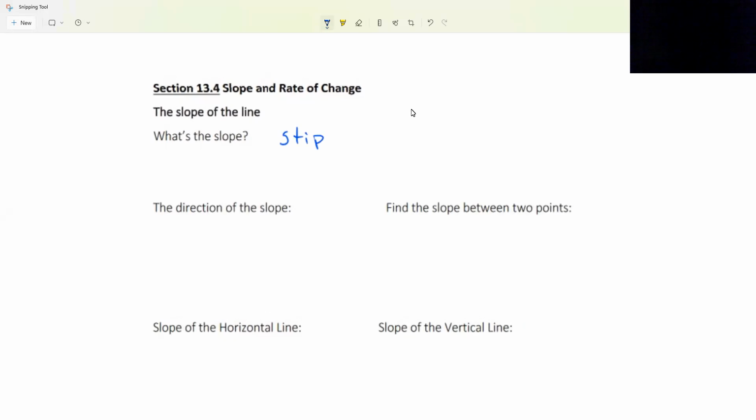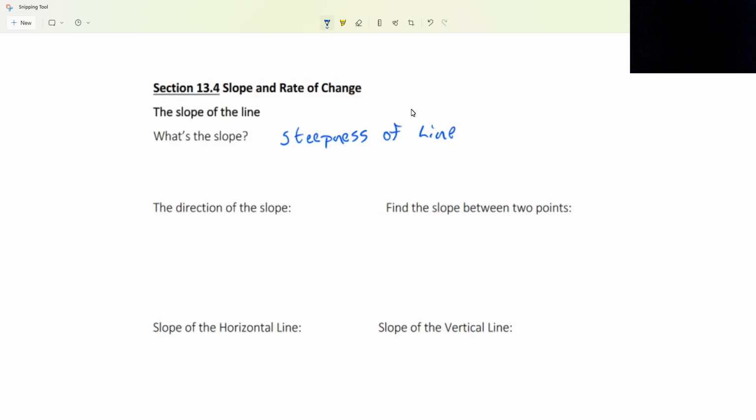Steepness. Sorry, can't spell it. That's not unusual. Steepness there of the line.